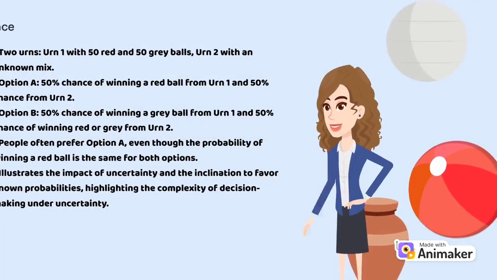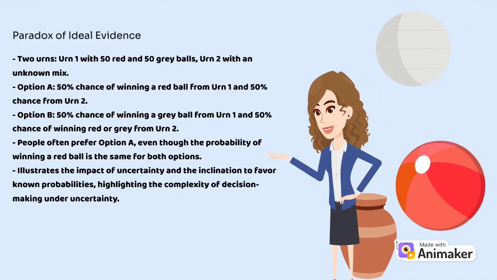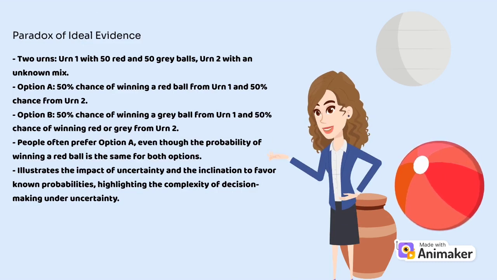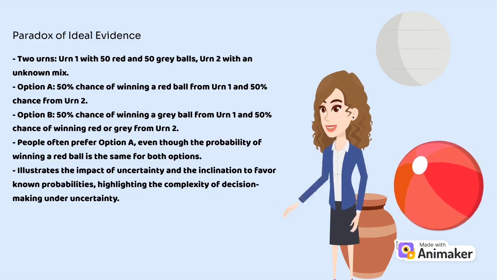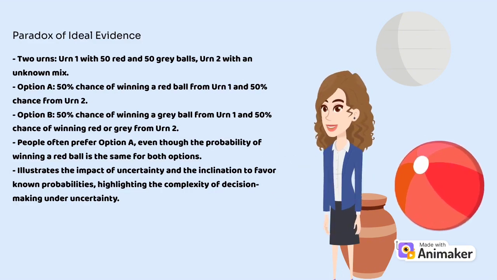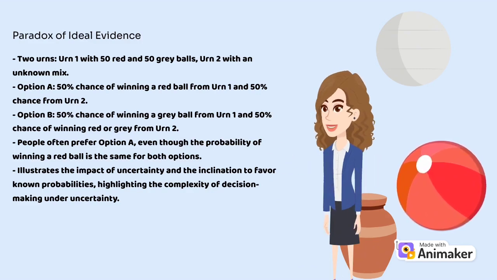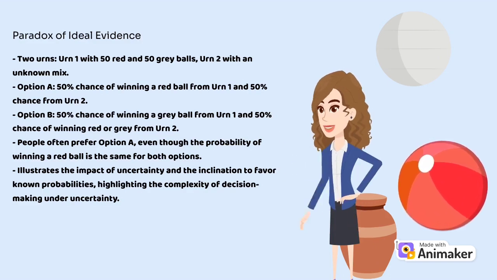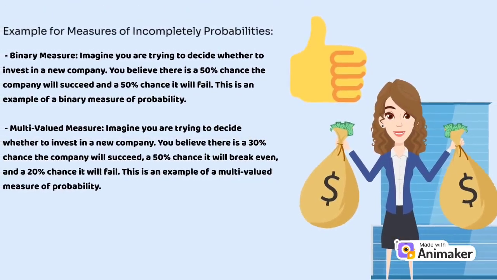The paradox of ideal evidence is illustrated using the example of 2 urns. Urn 1 has 50 red and 50 grey balls, while urn 2 has an unknown mix. Option A offers a 50% chance of winning a red ball from urn 1 and 50% chance from urn 2, while option B offers a 50% chance of winning a grey ball from urn 1 and 50% chance of winning red or grey from urn 2. People often prefer option A, even though the probability of winning a red ball is the same for both options. This illustrates the impact of uncertainty and the inclination to favor known probabilities, highlighting the complexity of decision making under uncertainty.